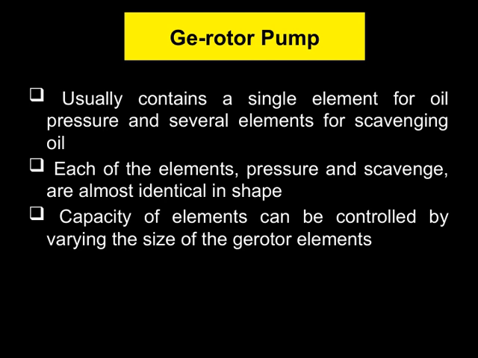One of the key points here is that the capacity of these elements can be adjusted by changing the size of the gerotor elements themselves. This flexibility allows us to fine-tune the pump's performance to meet specific system requirements. Remember, the overall goal of using a gerotor pump is to efficiently circulate oil, ensuring proper lubrication and pressure throughout the system. By understanding how these elements work together and how their sizes can be varied, we can optimize the pump's performance for different applications.